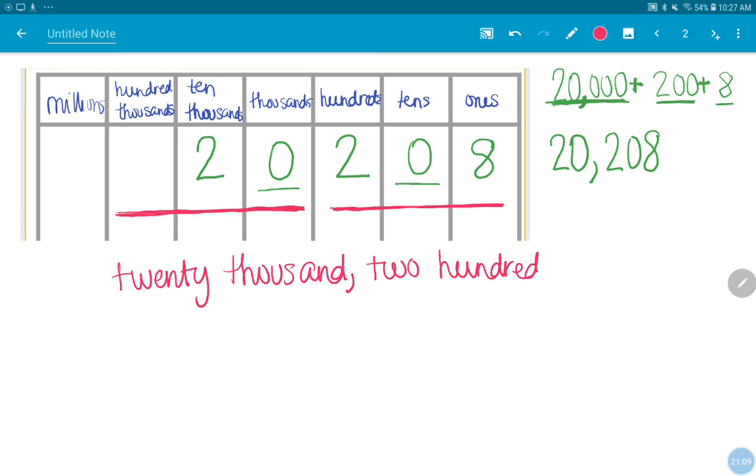Do I write the word and? No. Should I say the word and? No. And means that there's some more of a part. There's another part. And this is a whole number. It doesn't have a decimal or a fraction. So the word and does not belong in there. 20,208. All right, erase. We're going to do one more.